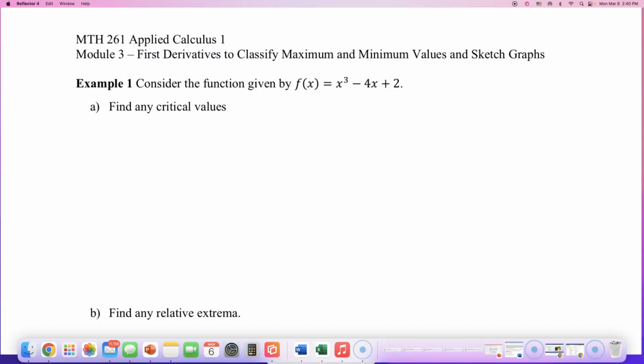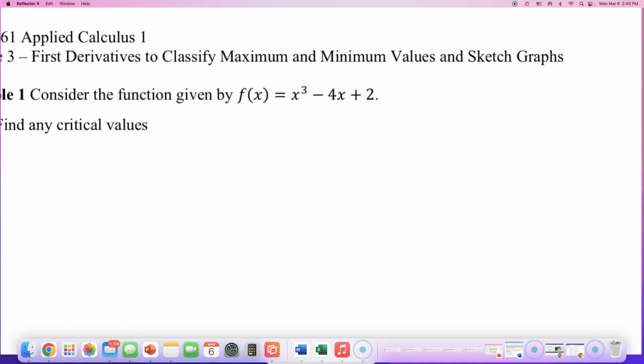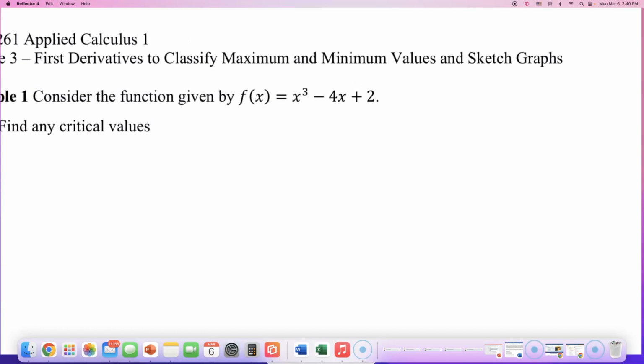Consider the function given by f of x equals x cubed minus 4x plus 2. Do me a favor, let's change this up a little bit and say this is x cubed minus 3x. Okay, all right. Help me out. Change it to 3x. I think the number will work out pretty nicely for us.